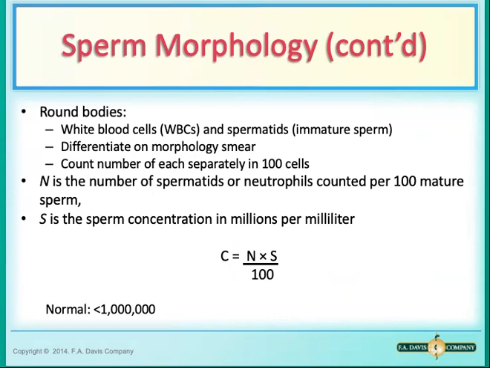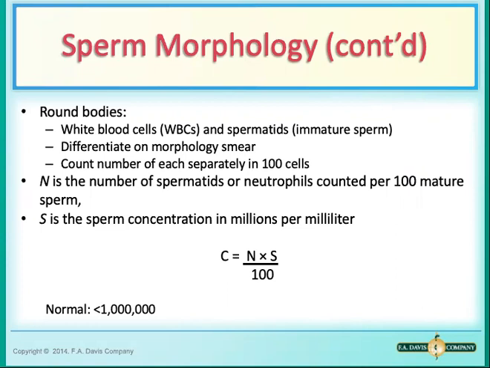Okay, so when we are looking at these cells, we also have to consider what round cells are. These are immature cells and leukocytes, so these are considered to be round cells. And you can differentiate this from the normal cells or the normal sperm. You must do a differentiation when you're doing your count, especially during your morphology examination.